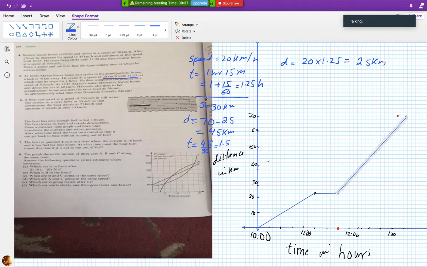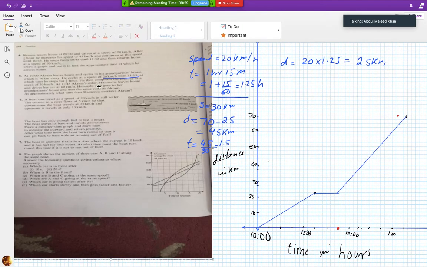Okay. Now the next part of the question, you can see here, he says that after that Hamida, Akram's sister, at 11:45, Hamida leaves home and drives her car at 60 km per hour. Hamida also goes to her grandparents' house and uses the same road as Akram. At approximately what time does Hamida overtake Akram? So I have to make Hamida's journey on the same graph even.